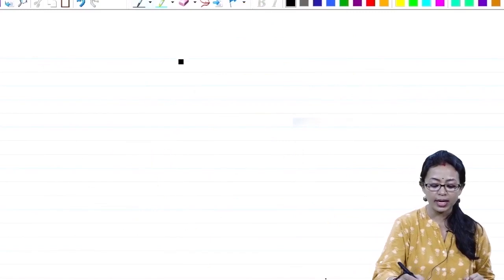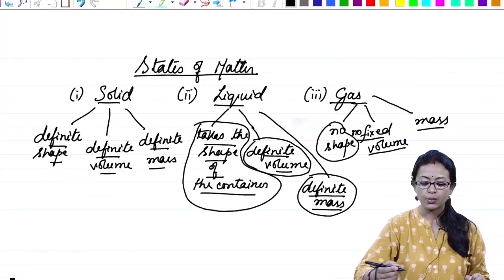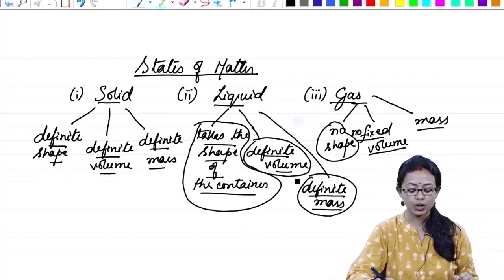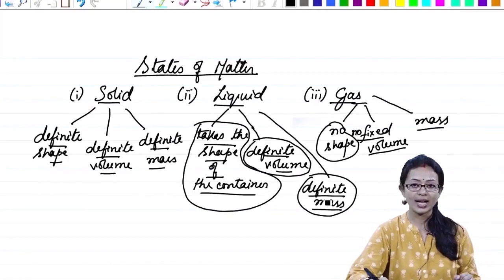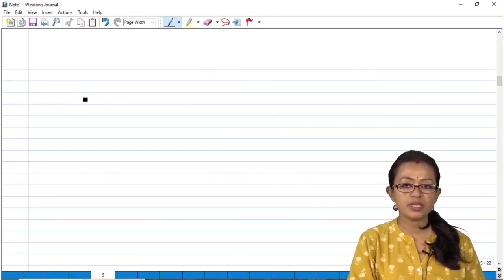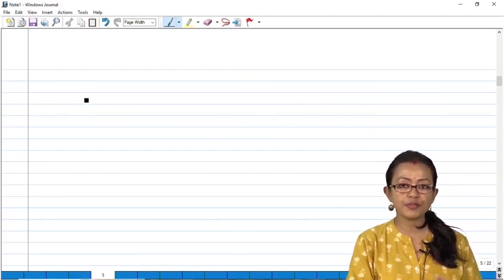Let's go to liquids. What happens in case of liquids? As we had discussed in the earlier page, liquids take the shape of the container. Liquid has a definite volume and it also has definite mass. In order to explain the properties of liquid, let us take a few different kinds of liquid.